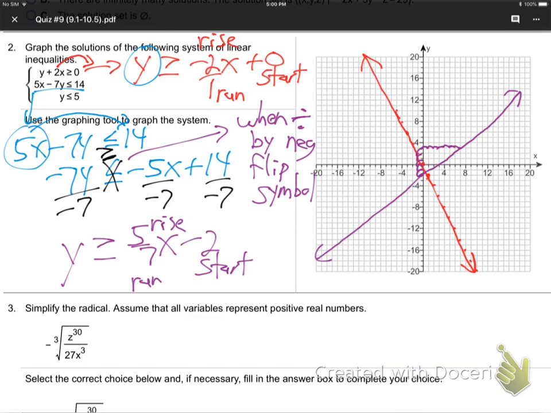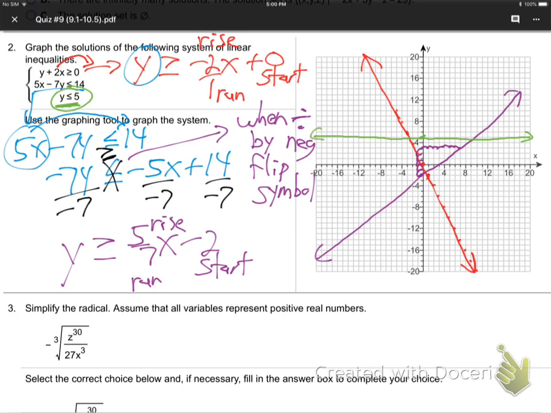Oh, there's one more line, huh? I forgot about the other one. So this one, y is less than or equal to 5. So that just hits the y-axis, right? Because it's y at 5, which is right here. So it just goes straight through the y-axis at a height of 5.